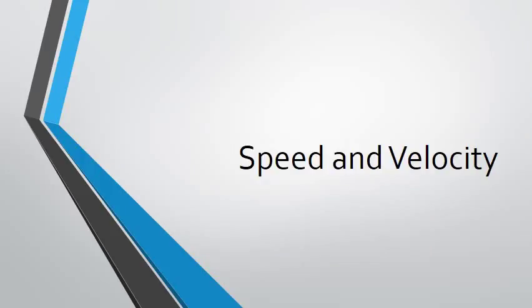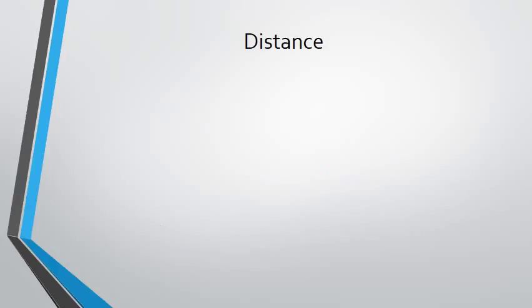This is Mr. Chai, and the objective of this video is to teach you about speed and velocity. Before we can learn about speed, we first have to learn about the two vocabulary terms that make up speed. Let's start with distance. Distance is the length of space between 2 points.